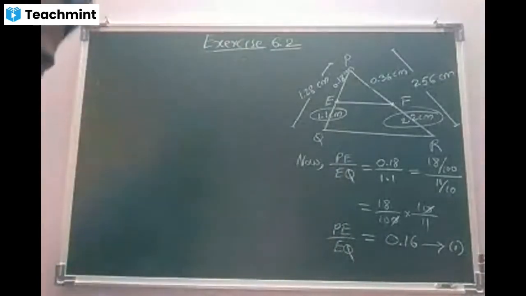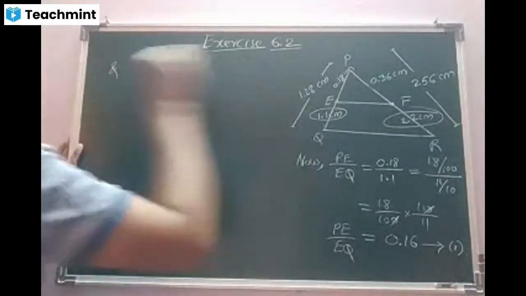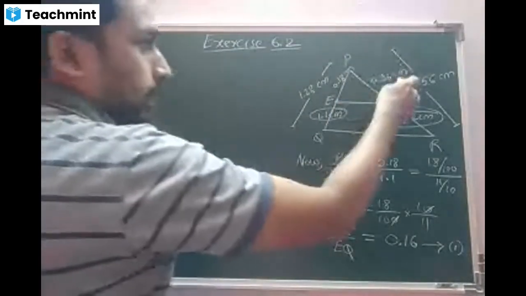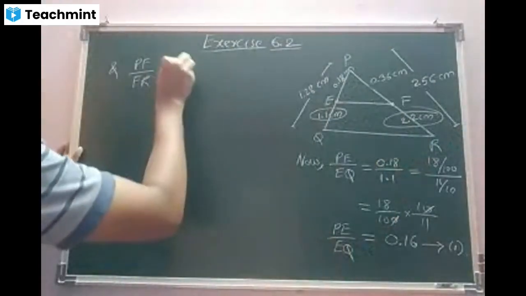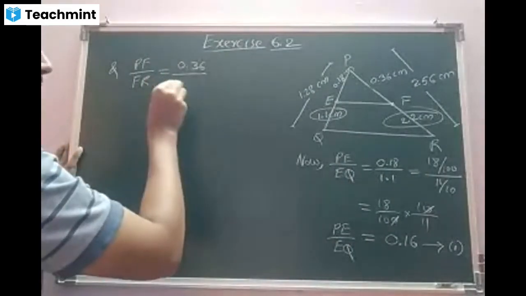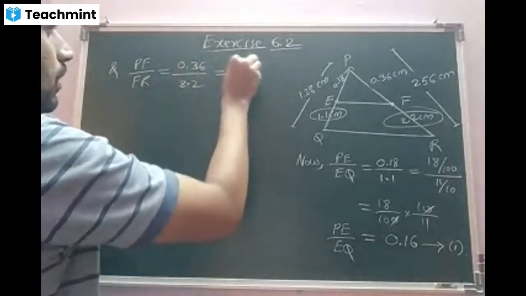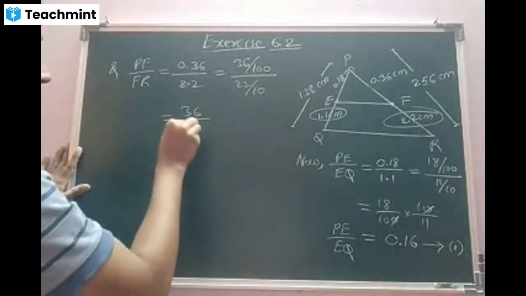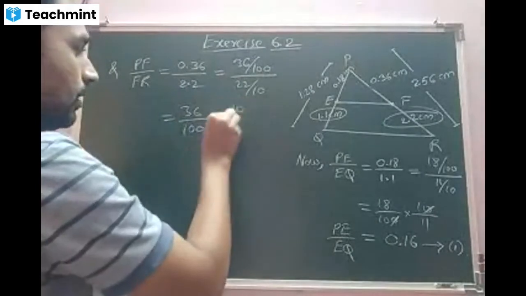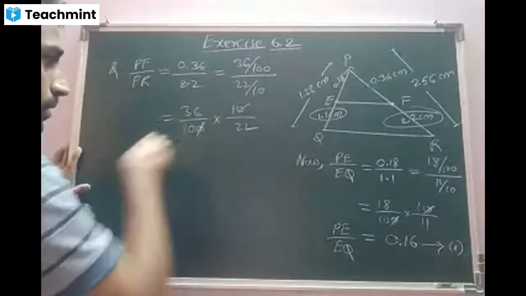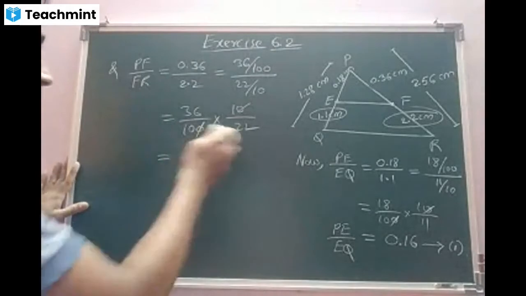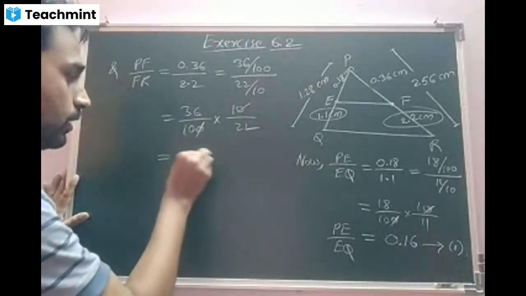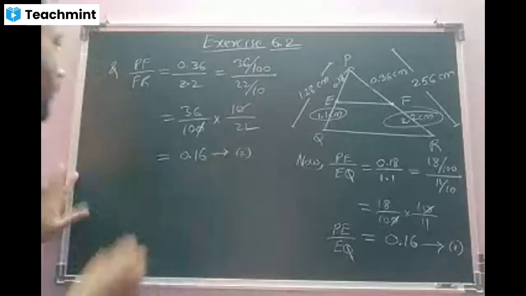Now I'll go for the second ratio, beta, right side. What is the ratio? PF by FR is equal to 0.36 by 2.2. Beta, tell the value of 0.36 by 2.2. Same method you follow. 36 by 100, division becomes multiplication, 10 by 22. Beta, this 0 is getting cancelled. 0.16, sir. Again 0.16, are you sure, beta? Yes, sir. Okay, fine.